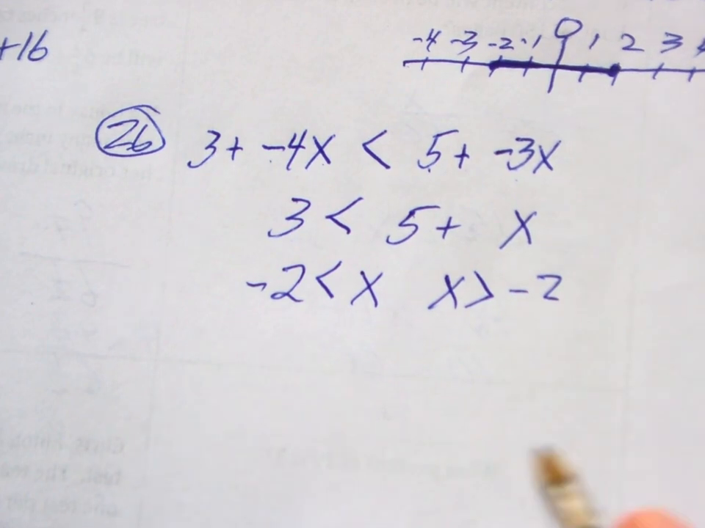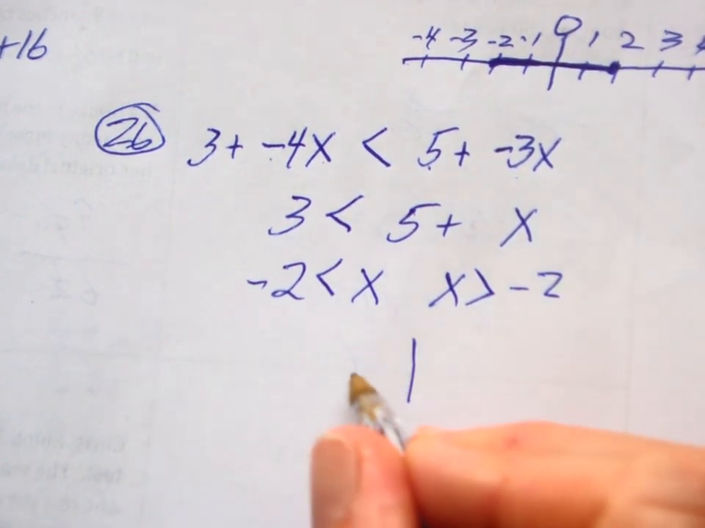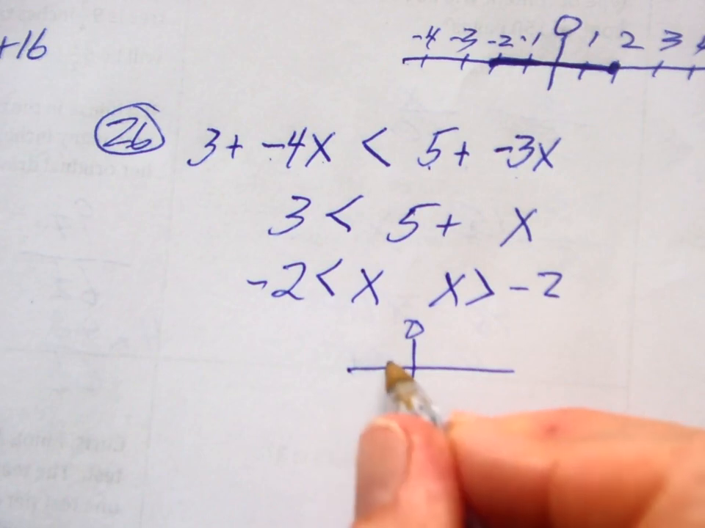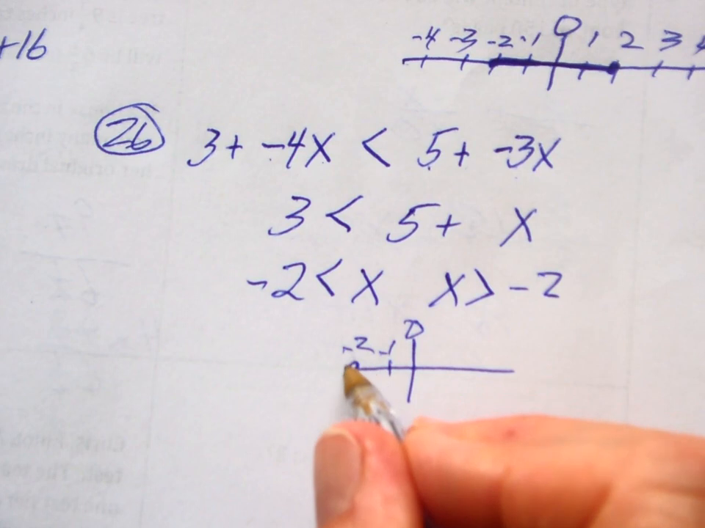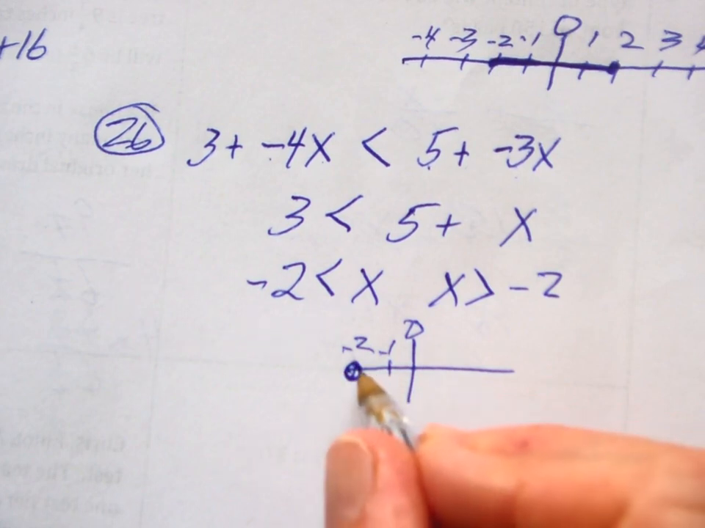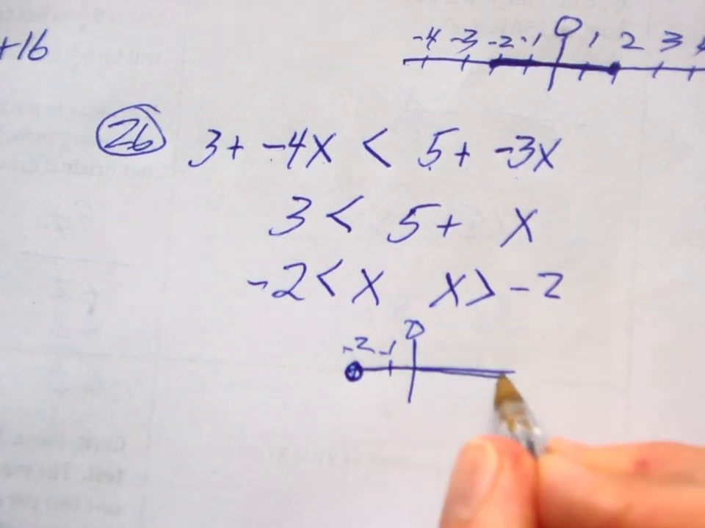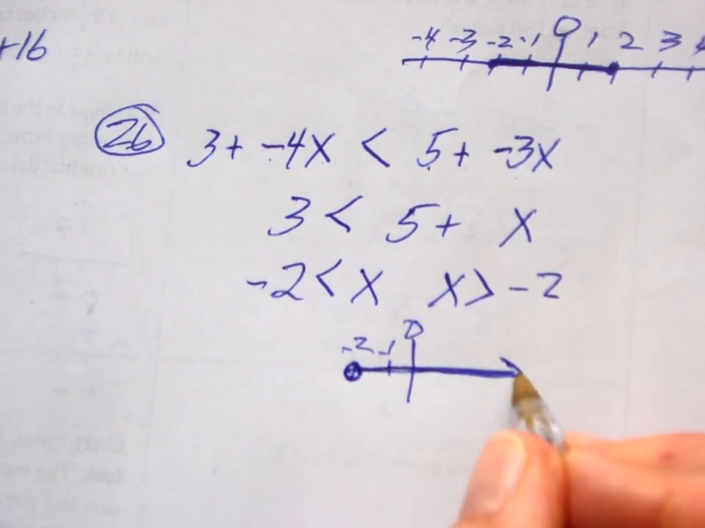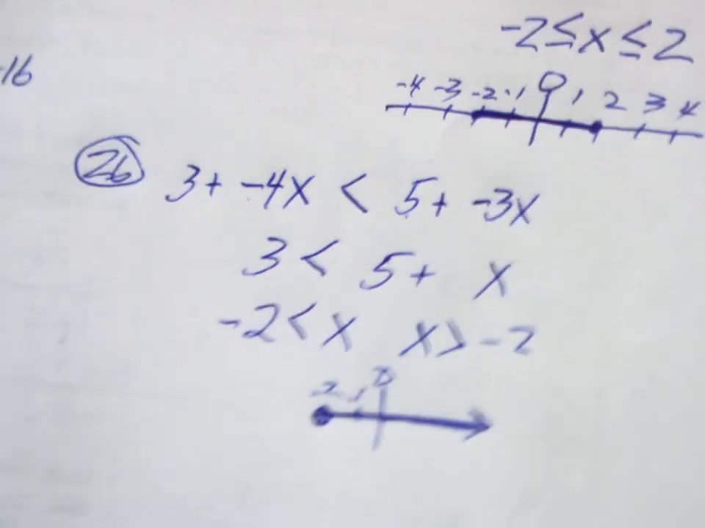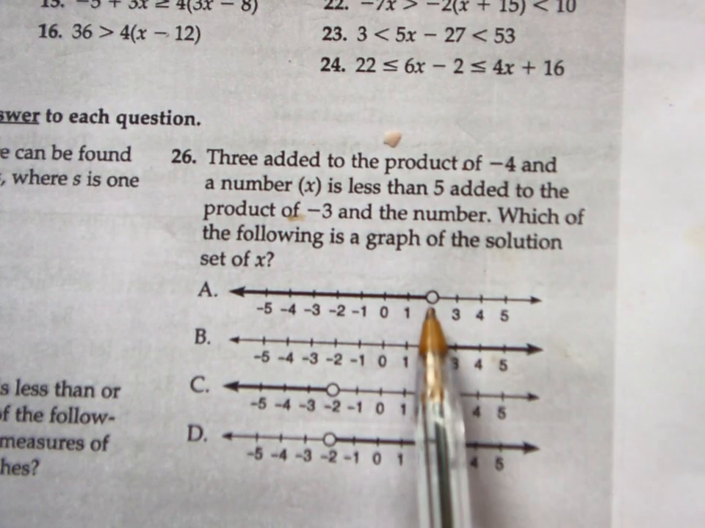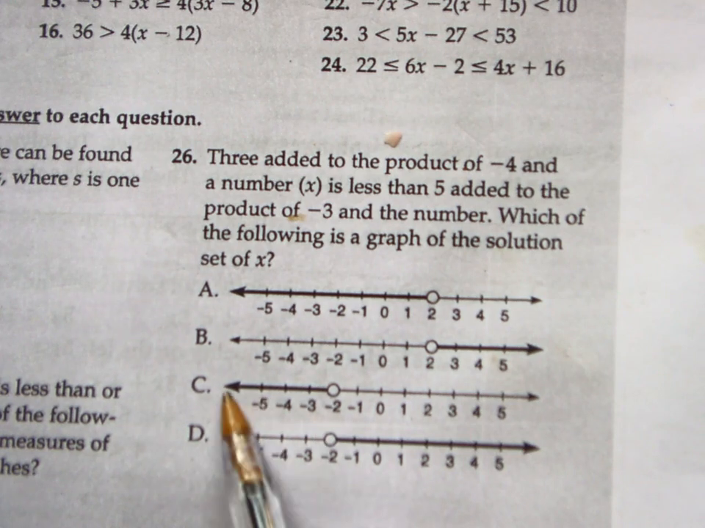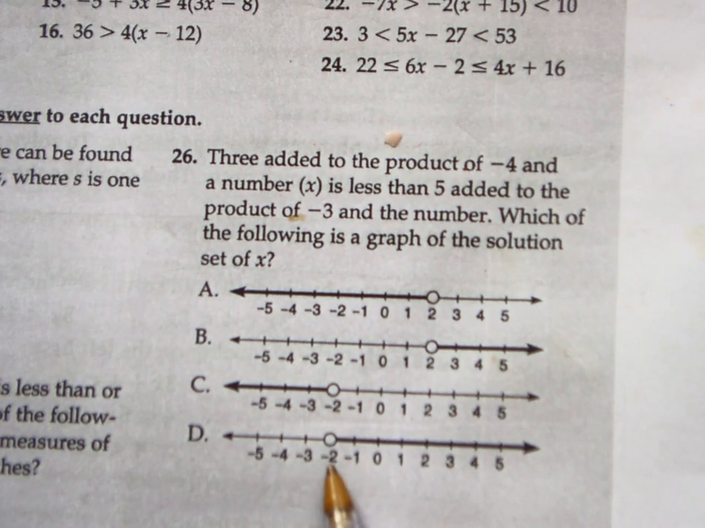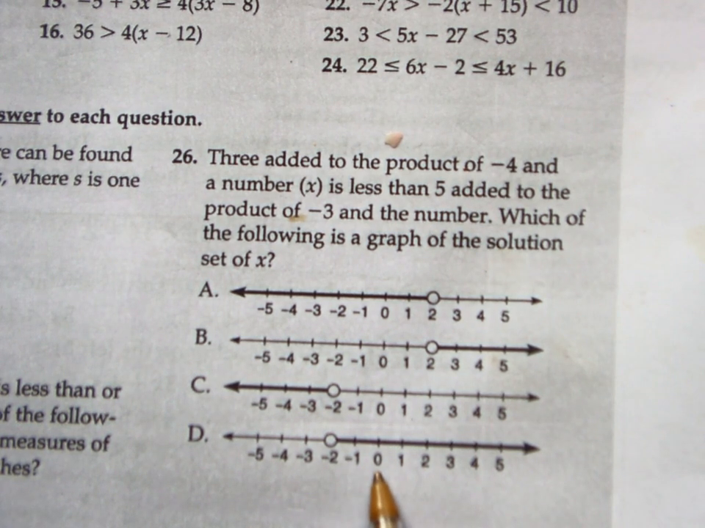Well, that's pretty easy to graph. If this is 0, I'm going to go to -2. It can't be -2, so I have to put a circle, not a dot. And it's greater than -2, so it goes that way. How's that? Now let me see if any of them match. This is beginning at 2. Nope. This is beginning at -2, but it's going smaller than. This one's beginning at -2, and it's going bigger than. It's that one.